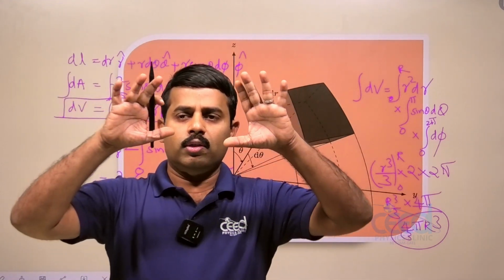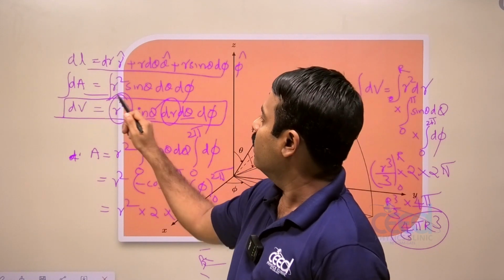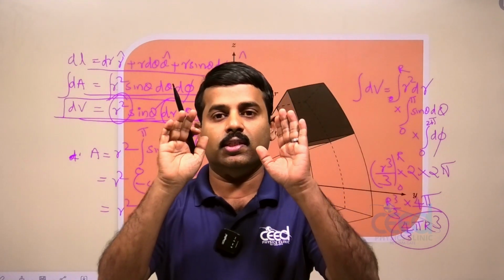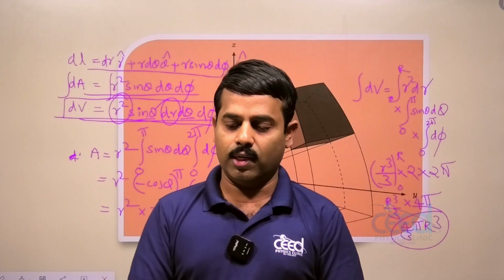So this is the length element representation, this is the area element representation, and this is the volume element representation in the spherical polar coordinate system, right? Alright.